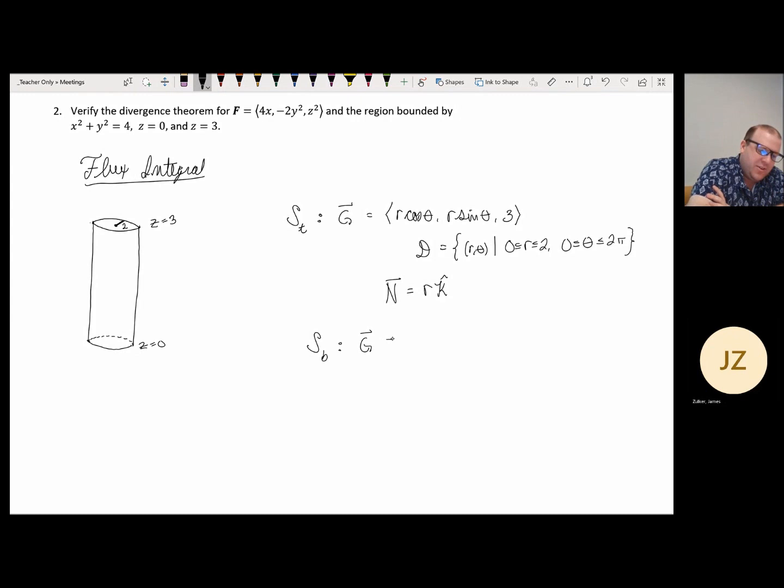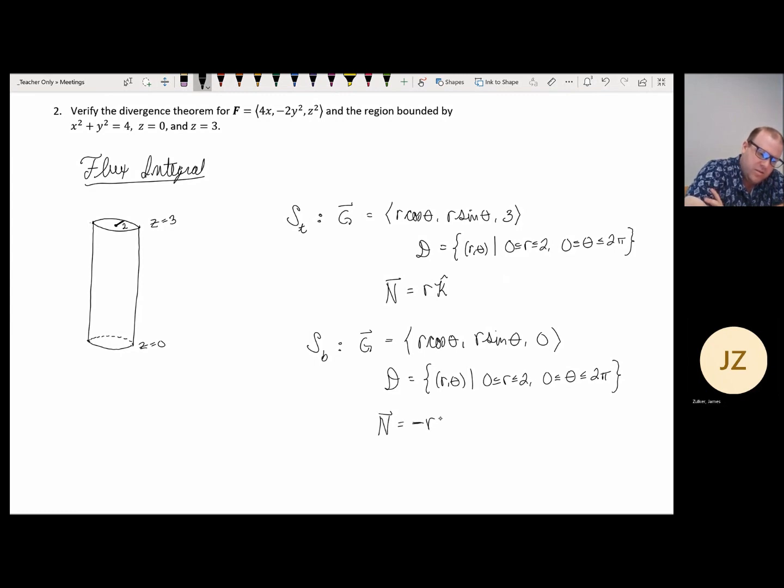I'm going to do the bottom next because it's also fairly easy. It's the same exact thing, except we're now at a height of 0. And again, it should be fairly straightforward to see that your normal vector is negative r k hat.